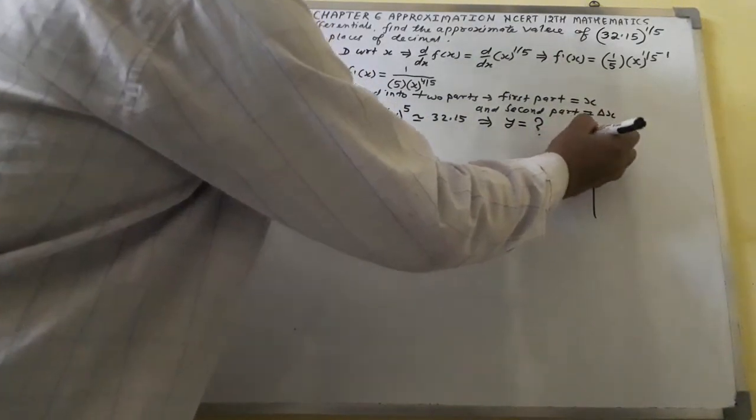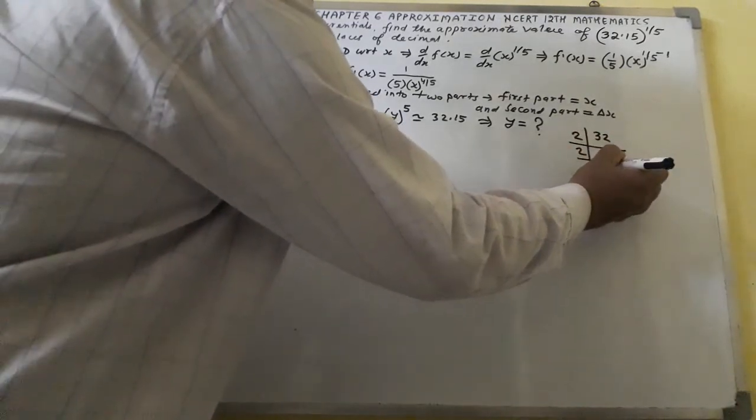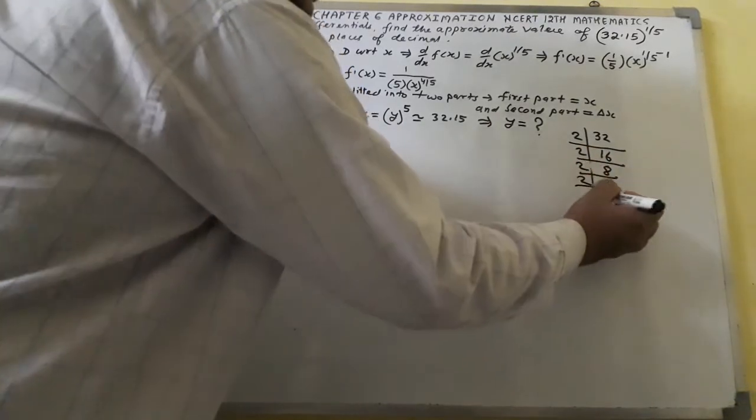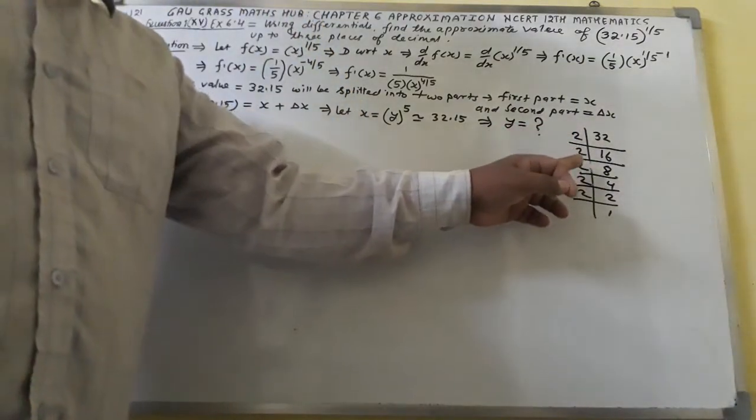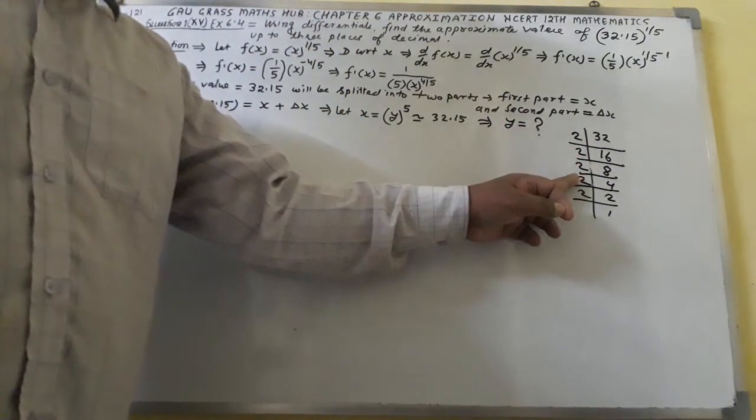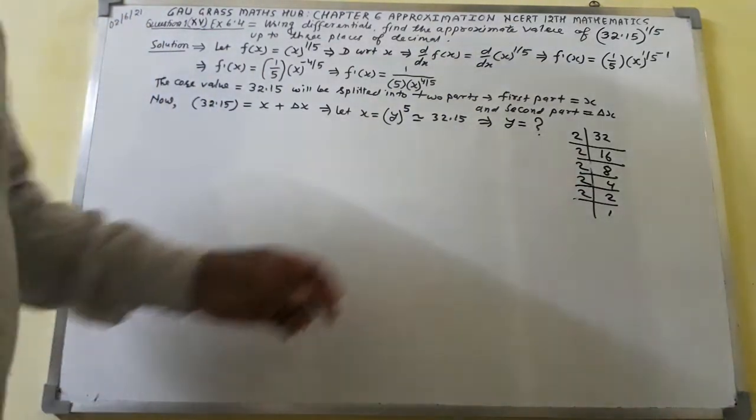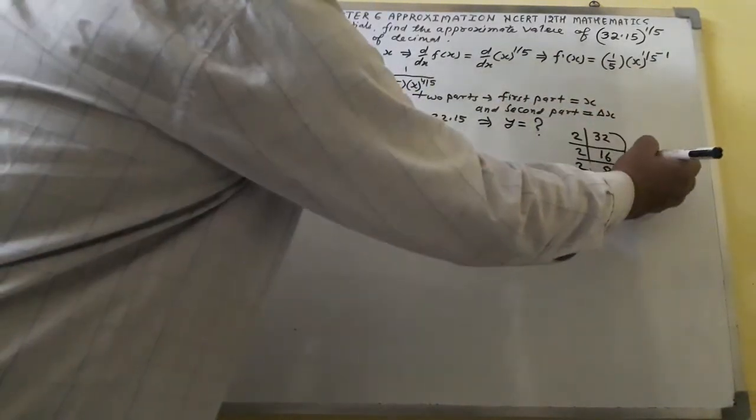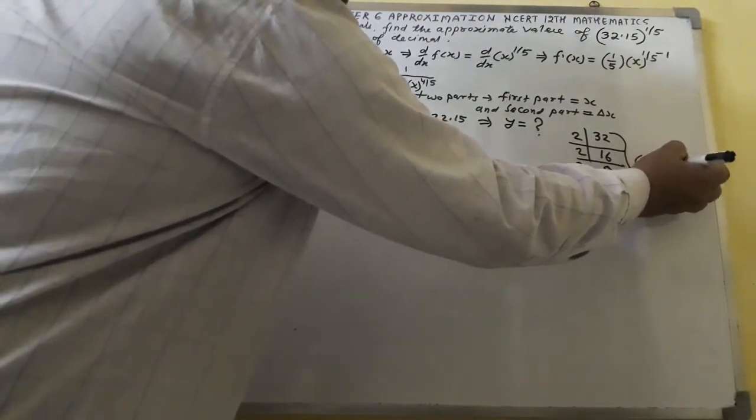Prime factors of 2: you will get here 16, here 8, here 4, and here 2, 1. So 2 to the 4 is 8, 8 to the 16, 16 to the 32. 1, 2, 3, 4, 5. So here you will get 2 raised to the 5 is equal to 32.